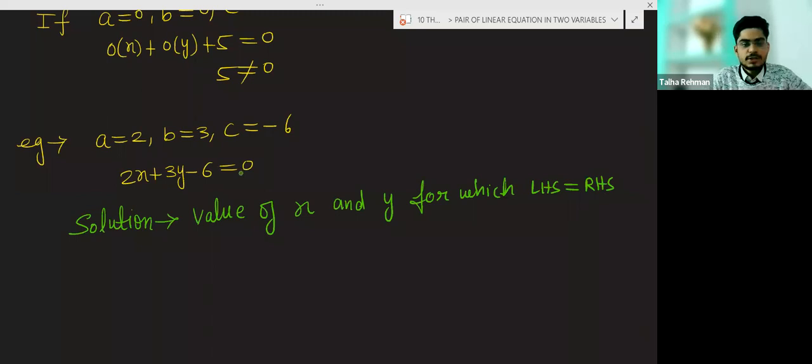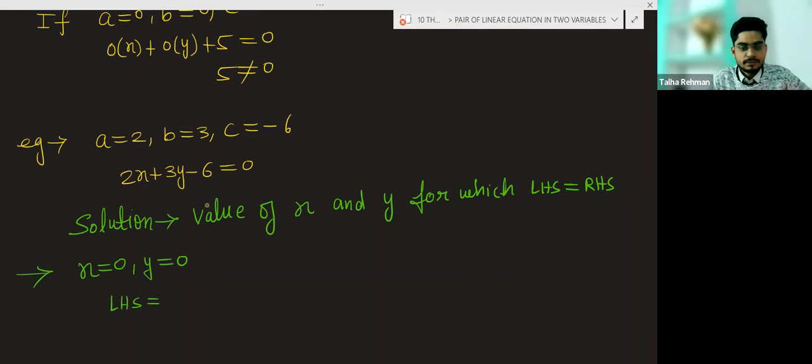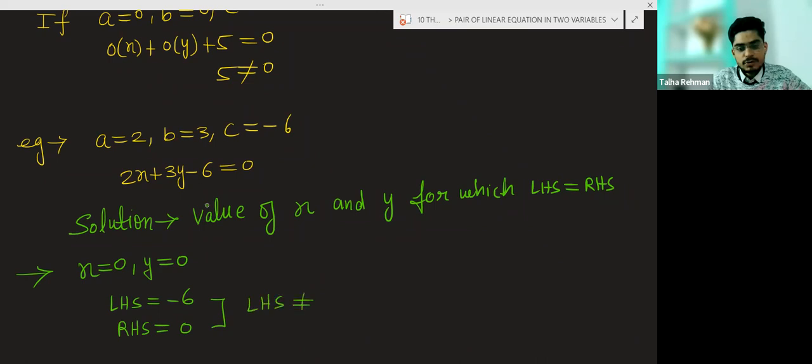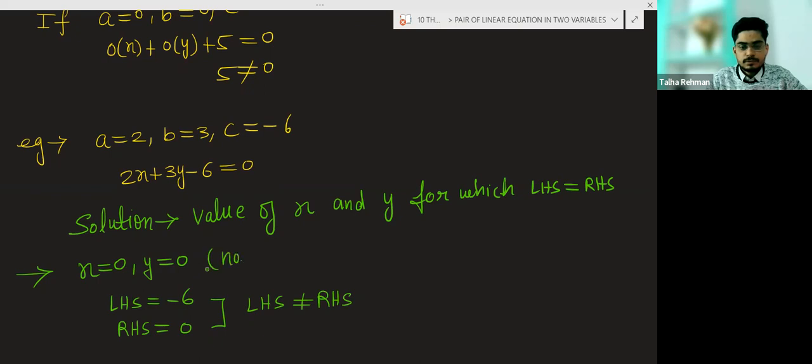If I put in this equation x equal to 0, y equal to 0, then what will I get? Left hand side, meaning this side, I will get -6, and right hand side I will get 0. So from here you can say left hand side is not equal to right hand side. It means that (0, 0) is not a solution of the given linear equation in two variables.